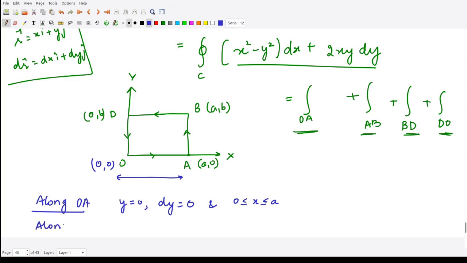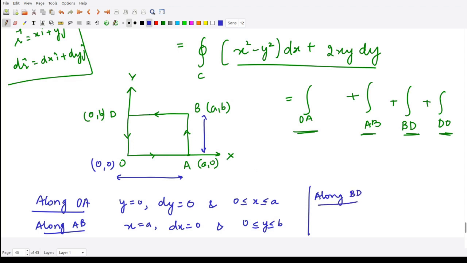Along AB, let's see what do we have. Here the equation of line is x is equal to a, therefore your dx becomes equal to 0 when you differentiate this quantity, and here y varies from the point 0 to b, right? Along the path BD, let's see what do we have here. The equation of line is y is equal to b, so correspondingly you have dy is equal to 0, and here your x varies. In moving from here to here, what are the limits for x? x varies in this case from the point b to the point 0, right?